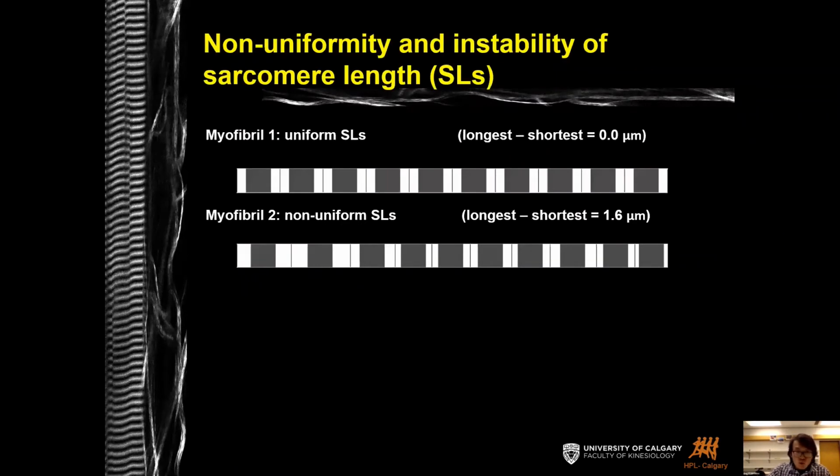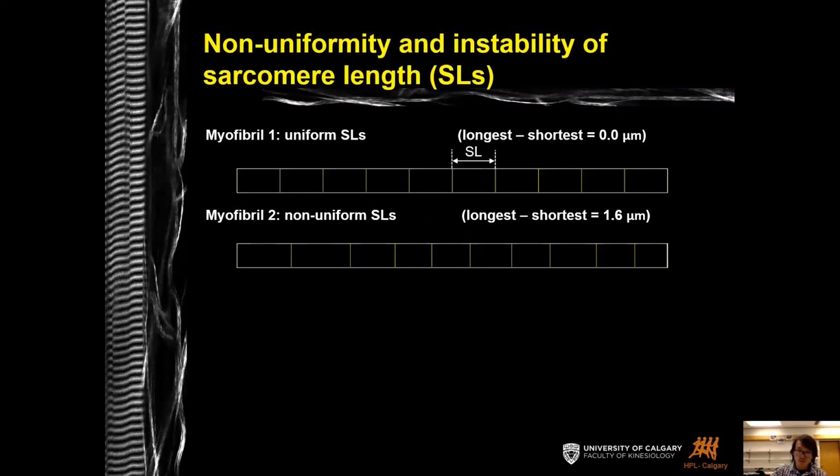We'll start by defining what we mean by sarcomere length non-uniformity and instability. Consider that we have two myofibrils, each containing 10 sarcomeres. The sarcomere length is defined between two Z lines. Here, both myofibrils have an average sarcomere length of 2.7 micrometer. In myofibril 1, the sarcomere length distribution is perfectly uniform. In myofibril 2, despite having the same average sarcomere length, the distribution of sarcomere lengths is highly non-uniform, with a 1.6 micrometer difference between the longest and the shortest sarcomeres.